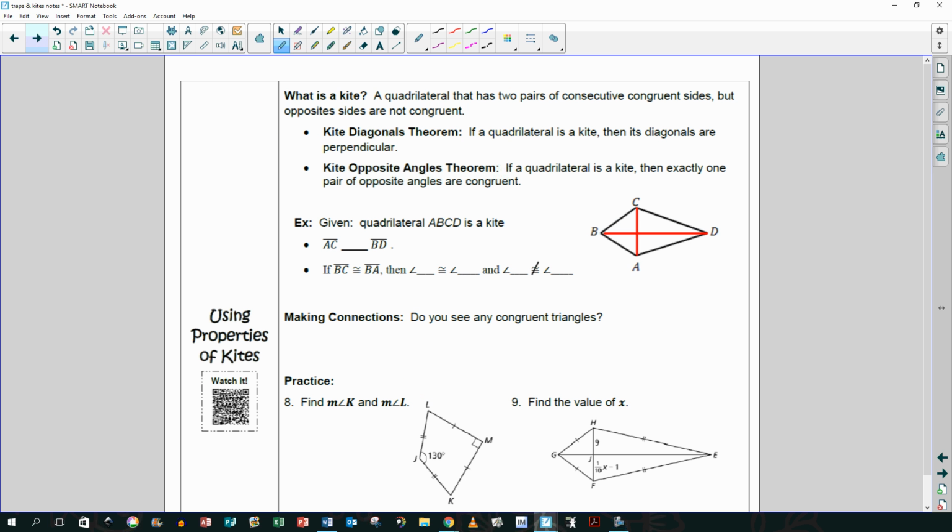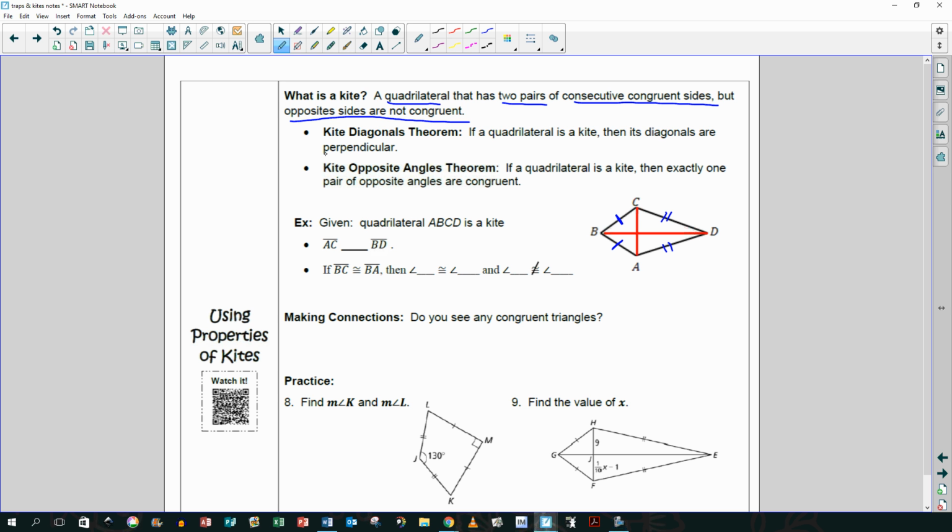All right, kites. Yes, a kite is an actual figure. A kite is a quadrilateral. It has 2 pair of consecutive congruent sides, but opposite sides are not congruent. In other words, when you look at this picture, consecutive is these 2 sides. So CB and BA are consecutive and they're equal. CD and AD are consecutive and they're congruent.